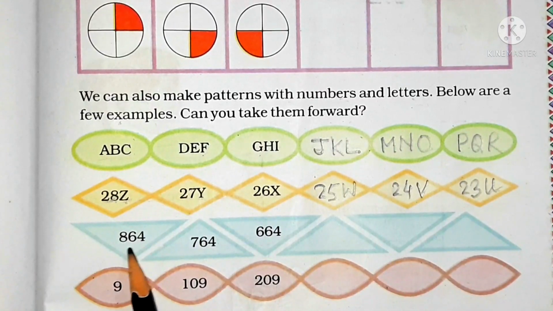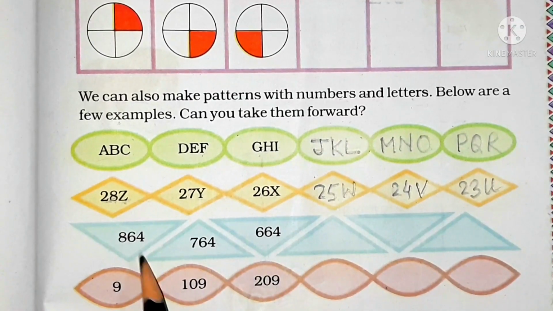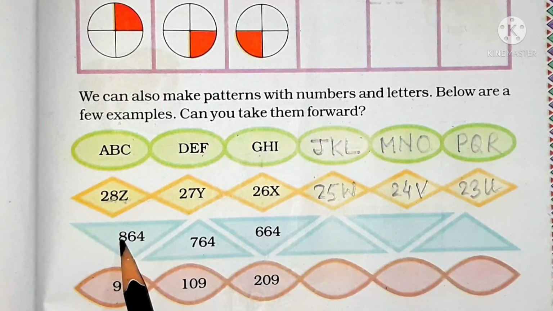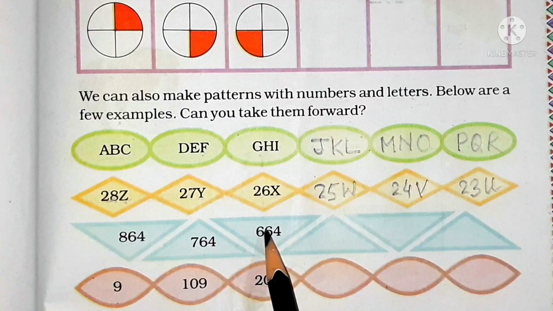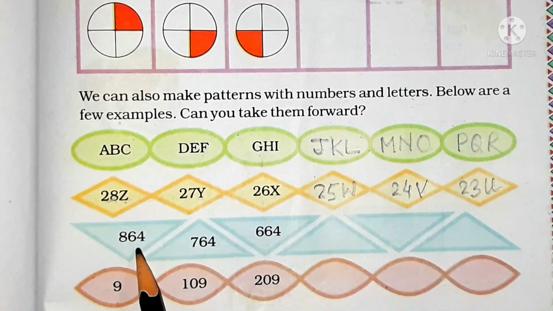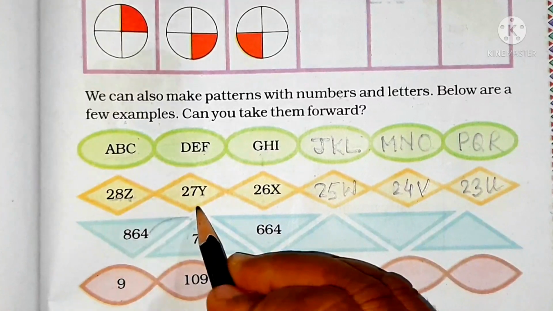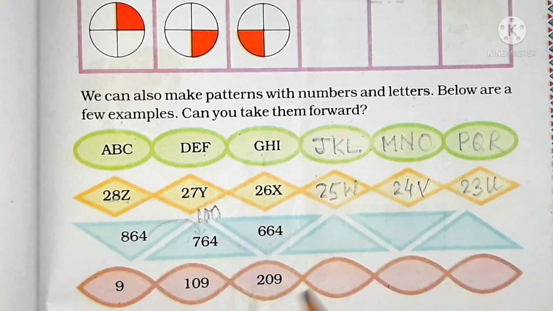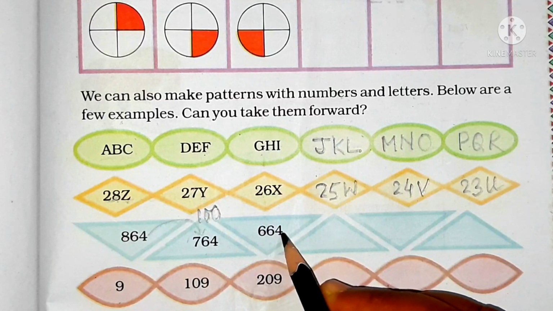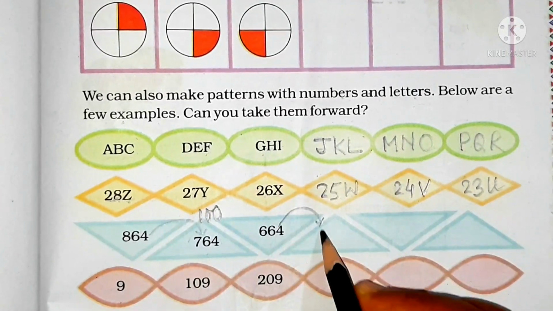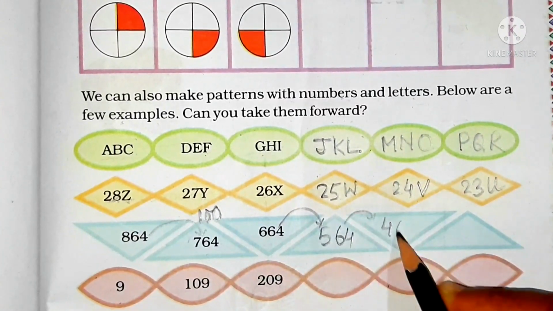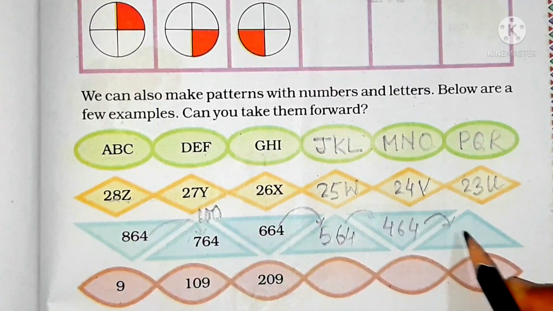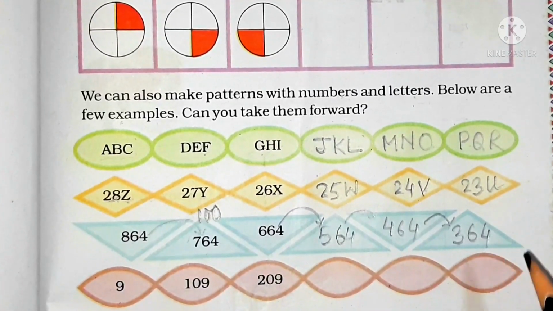Next, we have only numbers. Here the numbers are decreasing. So how much is it decreasing? You can see here 864. And then we have 764. After that we have 664. That means numbers are decreasing by 100. So after 664, what comes next? Decrease by 100. That means 564. After that, 464. And at last, it will be 364.